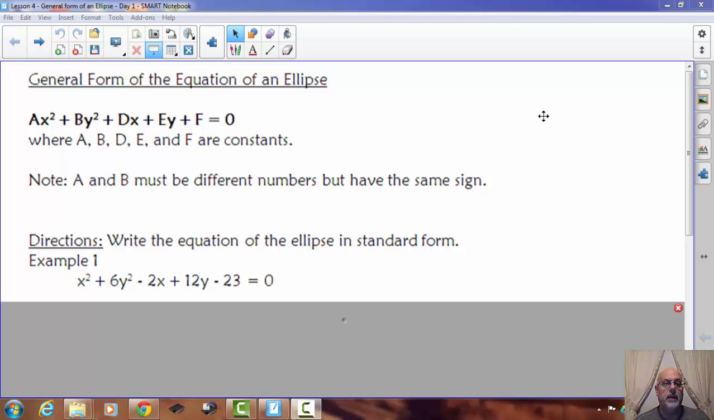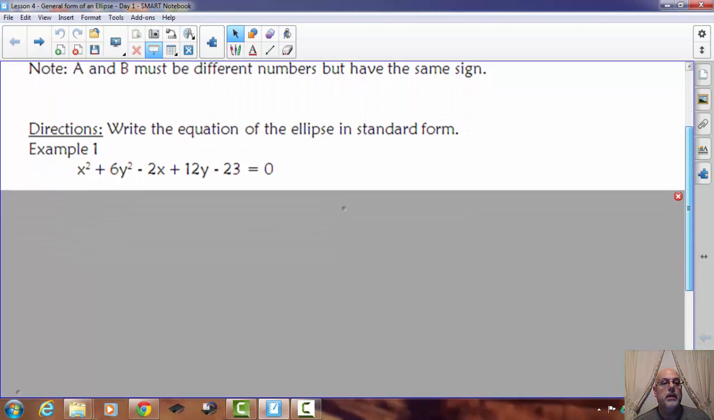So, a and b, the coefficient of the x squared and the coefficient of the y squared, have to be different numbers, but they both have to be either positive or negative. They have to have the same sign. Okay. So let's take a look at the first one.